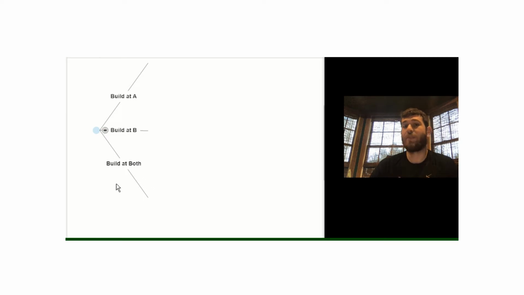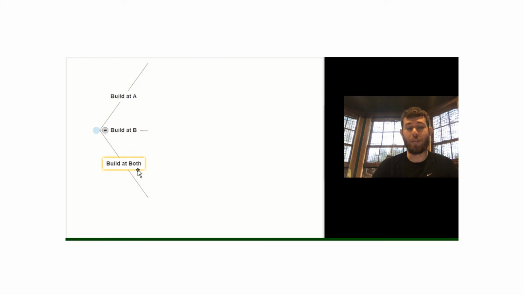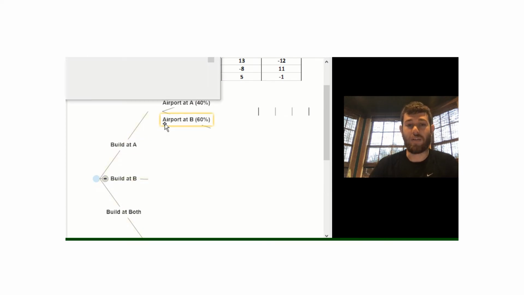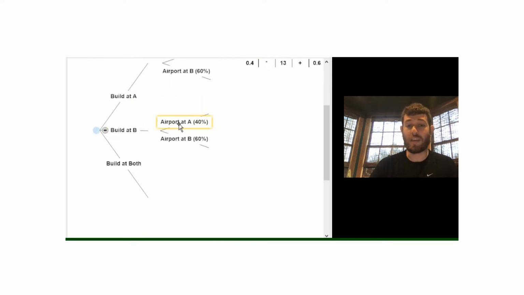But obviously if we don't do anything, we're not spending any money, we're not making any money, so we don't need to move further with that decision. So here are our 3 choices: build at A, build at B, build at both, and we're trying to figure out which one is the best option for us. So here we go. Building at A, we have 2 options. We build at A and it actually is at A, which is a 40% chance. And we build at B and it's actually built at B, which is the 60% chance. Ignore that, we'll come back to those numbers later. Same thing when we build at B, it could be at A.